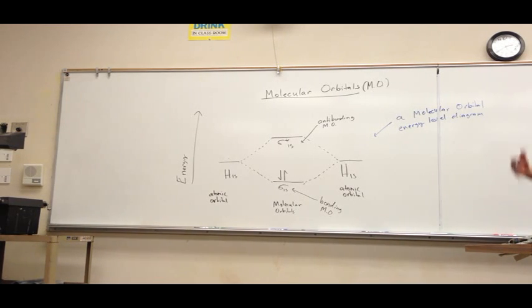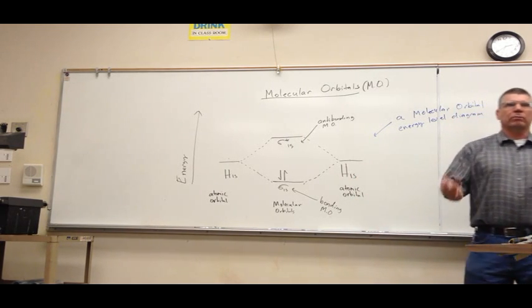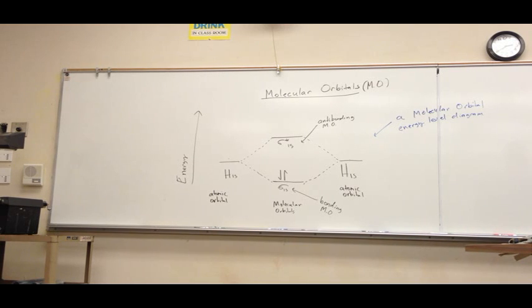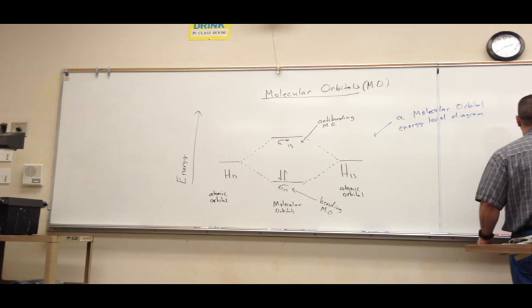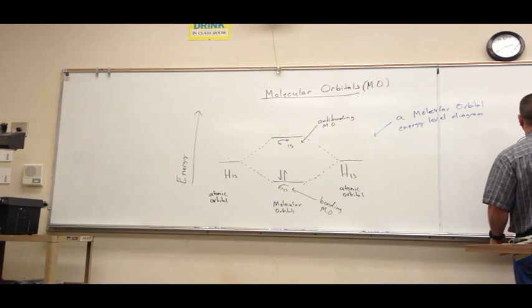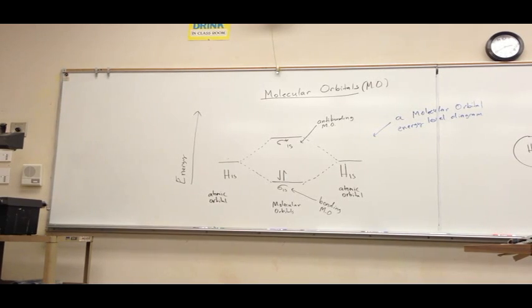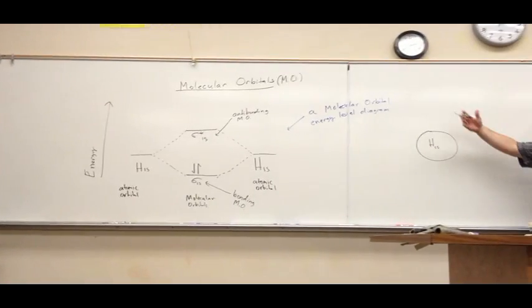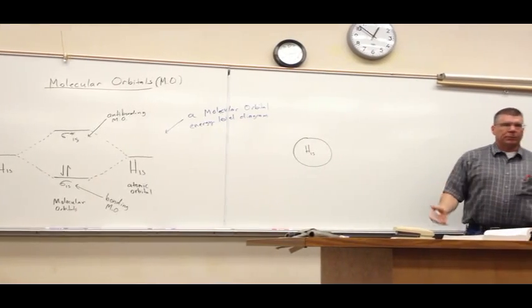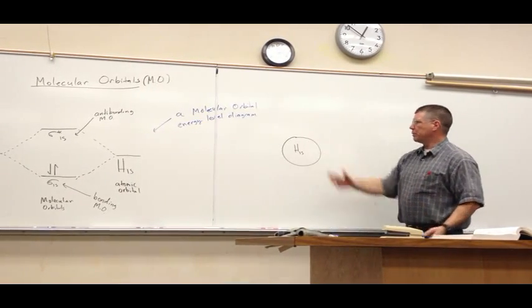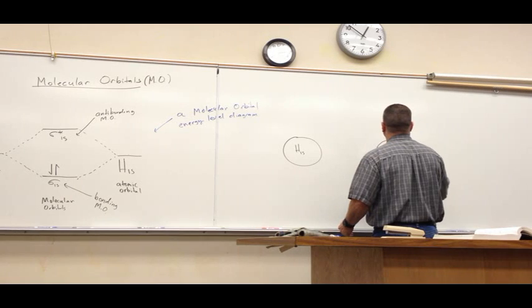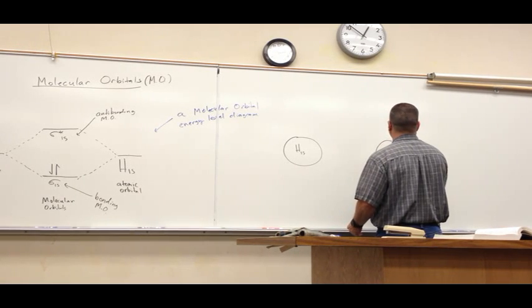The picture is this. You guys know what a 1s orbital looks like. What's the shape of a 1s orbital? Sphere. It's a sphere, right? So not a very good sphere, but something like that. That would be an atomic hydrogen 1s orbital. The electron that's in there would occupy this region of space. And the other hydrogen atom would be the same.